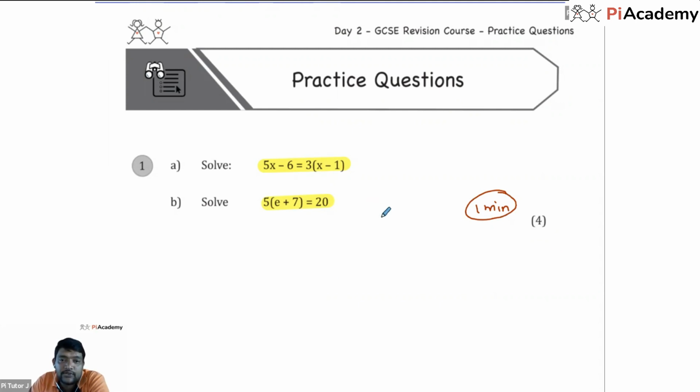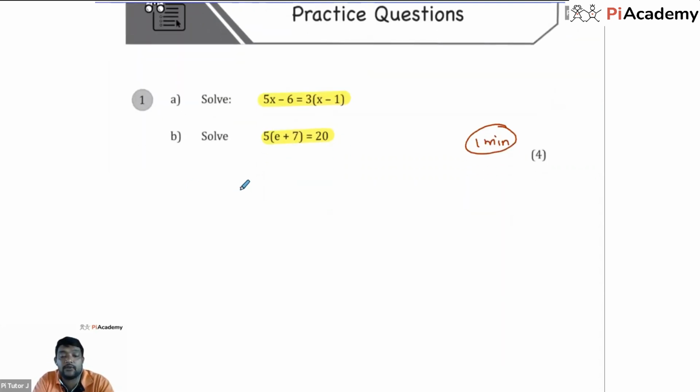Wonderful, good. So I hope all of you have done this. Let's do it together. You have 5x minus 6 is equal to 3 times (x minus 1). Now we'll remove the bracket. For removing the bracket, you need to multiply whatever is outside the bracket with every term in the bracket. So you get 5x minus 6 is equal to 3x minus 3.